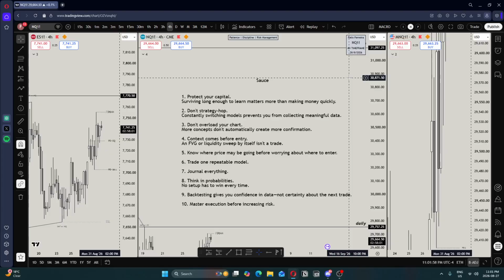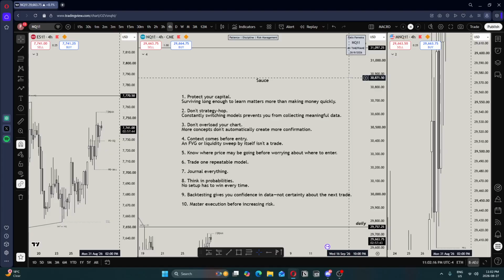Know where price may be going before worrying about where to enter. This just comes down to having a directional bias in the market. Again, that's something you will learn more of over time as you continue to gather knowledge on trading.